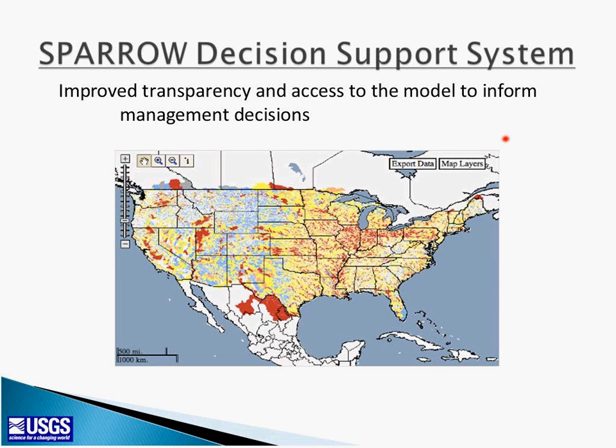And we also want to look at something SPARROW allows you to do, which is to link the loads from the Delta or any other watershed to upstream sources. That's also something we want to work on next and look at in more detail. Okay.